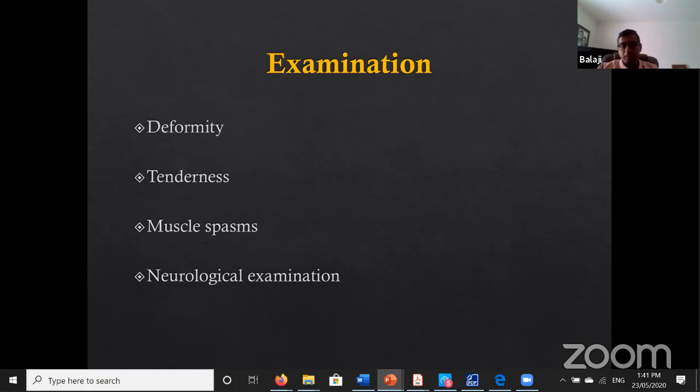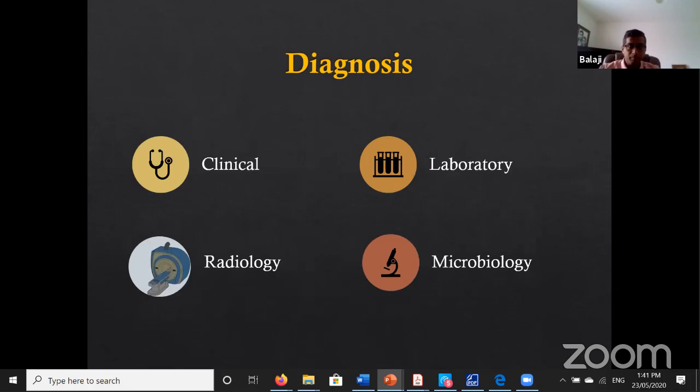On clinical examination, you may notice deformity to their spine. This is more common with TB. You may notice tenderness in the midline or in the paravertebral muscles. They can present with muscle spasms. A thorough neurological examination is very important to elicit any subtle neurology developing with these patients.